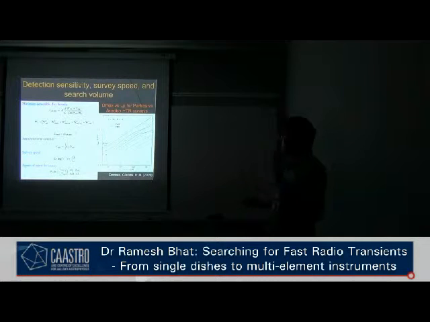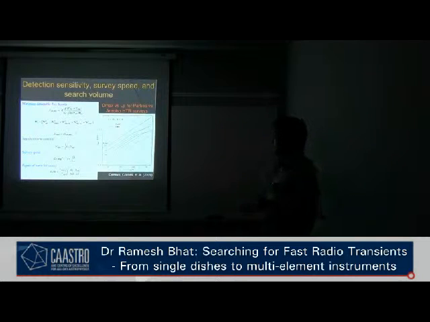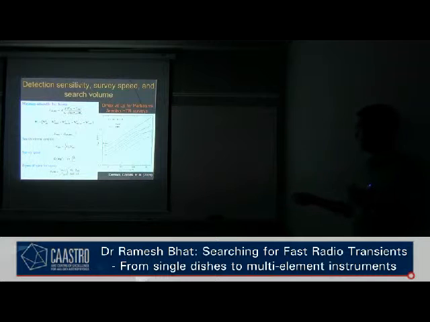And of course, then there is the survey speed, which is the maximum instantaneous sky that you can see at a given time, and all these things factor into the so-called figure of merit for surveys. And this is just an example of how Dmax scales with intrinsic luminosity for Parkes and Arecibo. So when these sort of effects are not important, you will see that pretty much the Dmax will scale with the luminosity in a linear way.